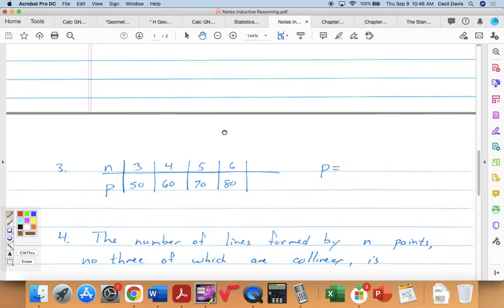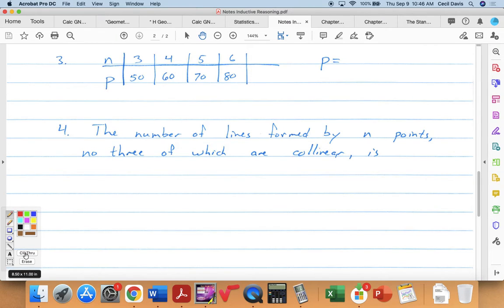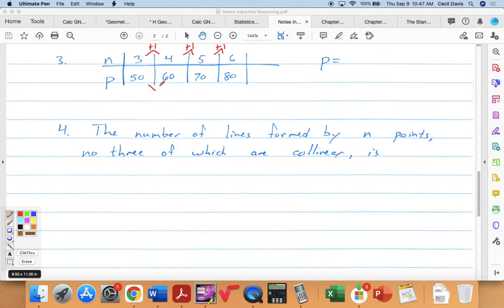All right. Let's try this one. Here we're trying to find a pattern. So, what do you notice the n is going up by each time? 1. It's increasing by 1 every single time. What is the p increasing by each time? 10.